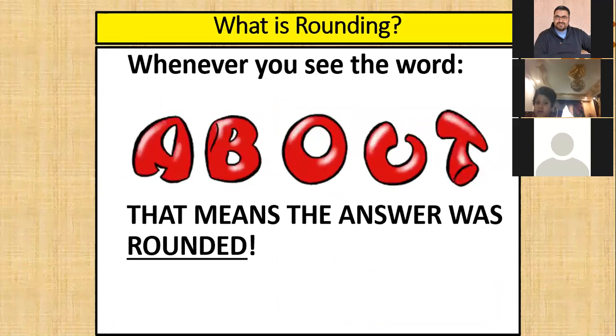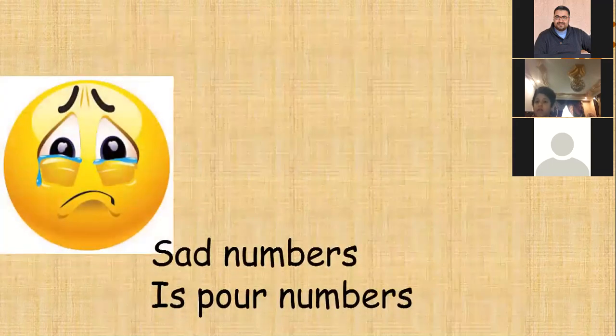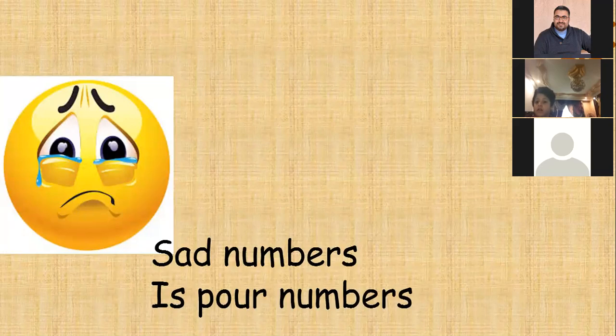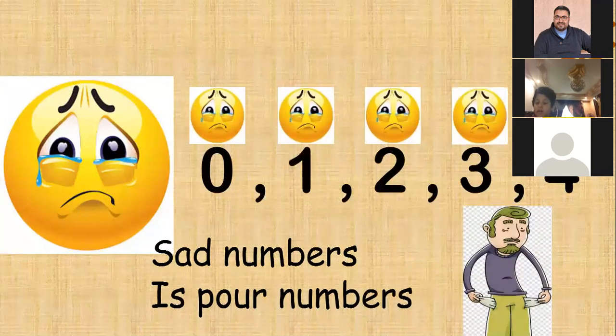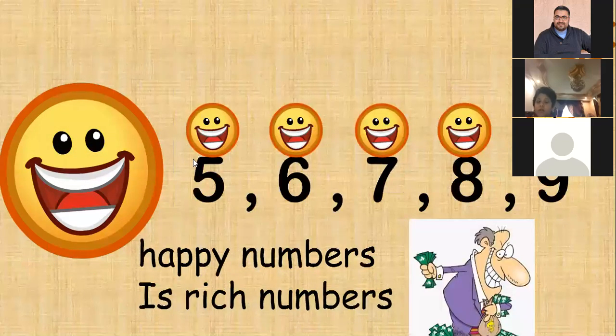We have an easy way to round the number. We have two kinds of numbers. We have sad numbers and we have happy numbers. The sad numbers are from 0 to 4. They're poor numbers. From 0 to 4, they're called sad numbers or poor numbers. And we have happy numbers. They're from 5 to 9. They're called happy numbers or rich numbers.